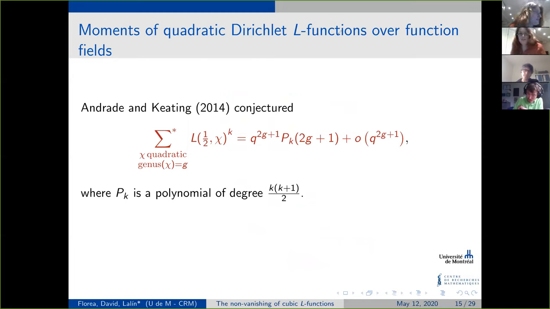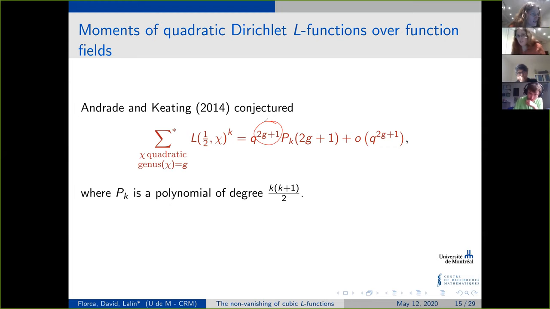And what is known for moments of quadratic Dirichlet L functions? Again, there's a conjecture. Before, we used to bound the conductor; here we are going to fix the degree of the conductor. Talking about degree makes sense for quadratic characters, but not so much for cubic characters. So I'm going to mention something called the genus, but I don't have time to explain it; you can think of it as the degree. In this formula, the degree is 2g plus 1, and I'm summing over things that have fixed degree 2g plus 1.